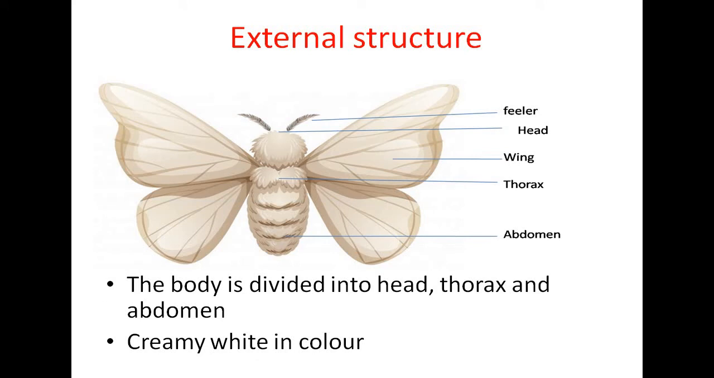Let us see the external structure of the silkworm. In the figure, we can see the external structure of the silkworm. Since it falls under the phylum Arthropoda, it consists of head, thorax, and abdomen. If we observe its external structure, we can see it's creamy white in color.